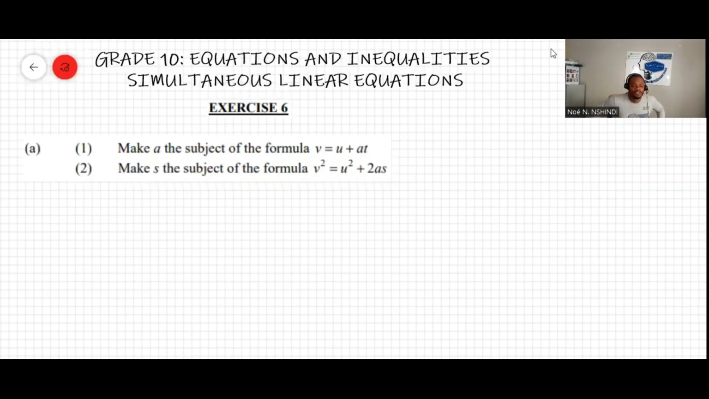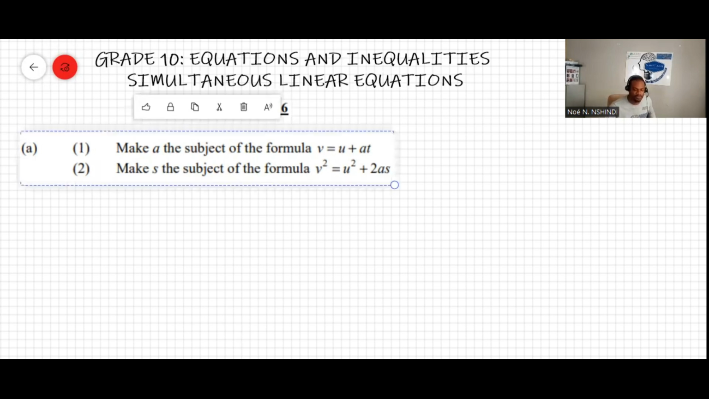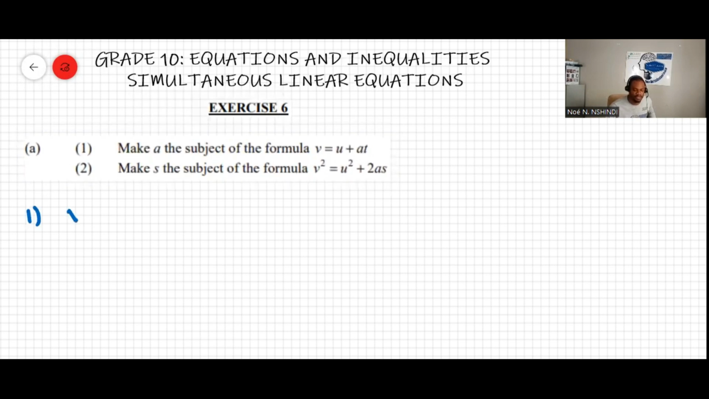Well, we have another question here. Question 6 says, make a subject of the formula. Question A. So what we have here, let's start with question 1. Let's say 1, we have V equal to U plus AT. So now we need to make A the subject of the formula, okay?